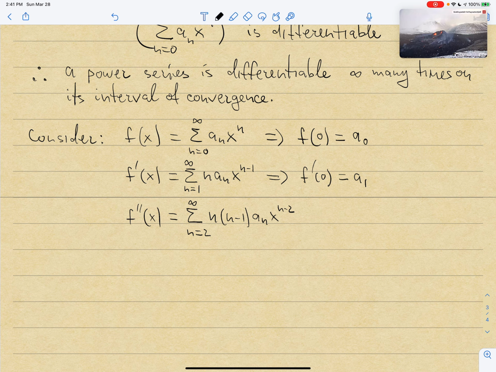And likewise, now if n is greater than 2, then I'm raising x to some power. And so if I make x equal 0, then the only term that would survive is the first term in the sum, which corresponds to n equal to 2. So 2 times 1 times a2 times x to the 0, right? So that's how I'm going to write this. 1 times 2, a2, and that's it.